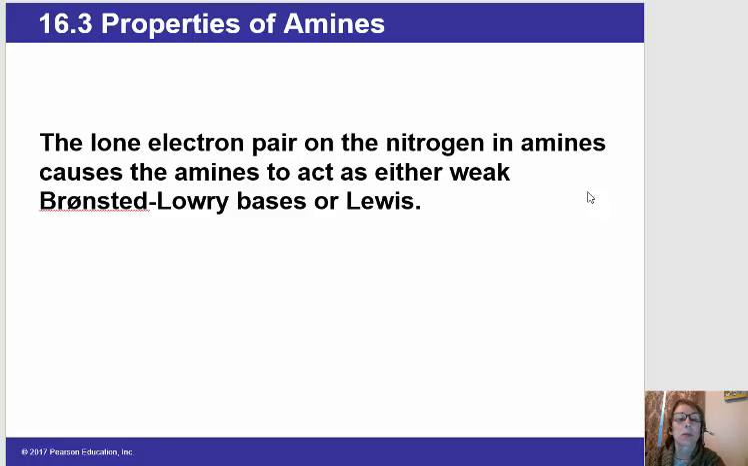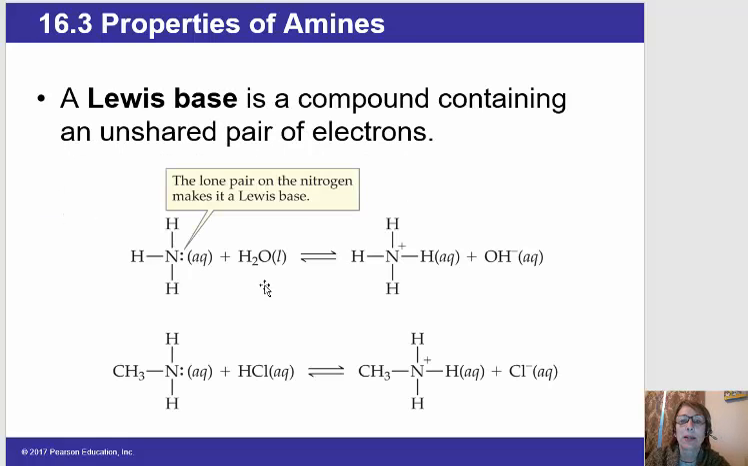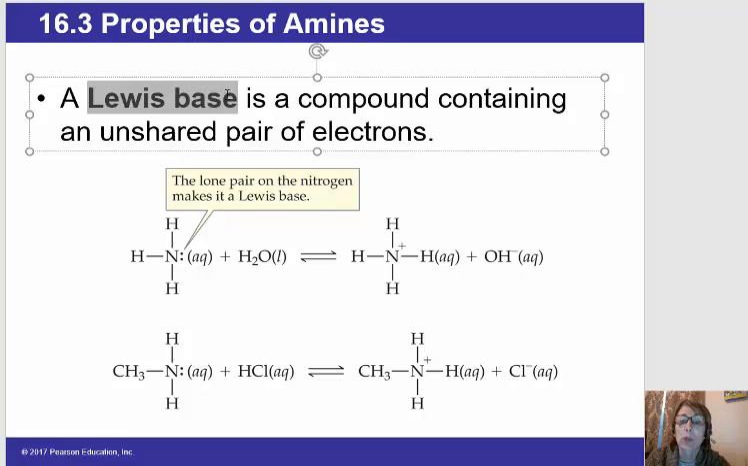So let's take a look at some of the salient features of amines in terms of their properties. First, looking at their chemical properties, we'll look at that in more detail at the end of the chapter, but that lone pair on the nitrogen allows amines to act as a Bronsted-Lowry base, and also as this base that we haven't seen before, this Lewis base. And a Lewis base is any compound that contains a pair of unshared electrons, so any lone pair of electrons.